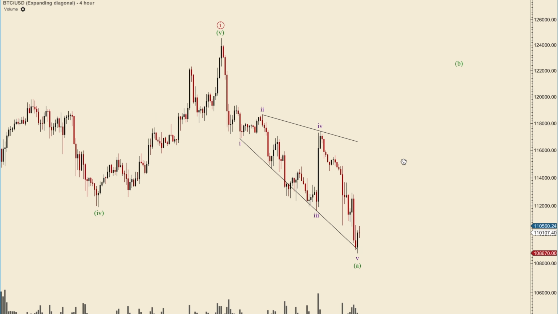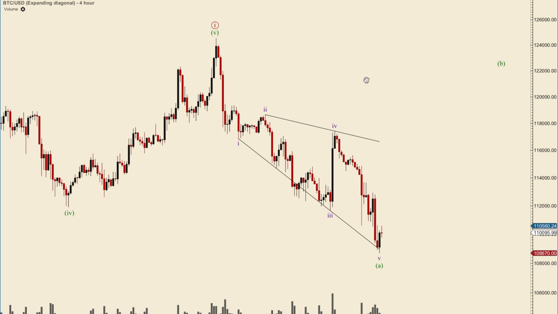Here's another example, or an option, an expanding diagonal. So 1, 2, 3, 4, and then a finished wave 5. The issue here is that expanding diagonals are extremely rare, never preferred unless everything else fails. We're kind of at that point where everything fails right now, but I still need some more confirmation, for instance a correction upwards or something like that, in order to justify counting this as an expanding diagonal.